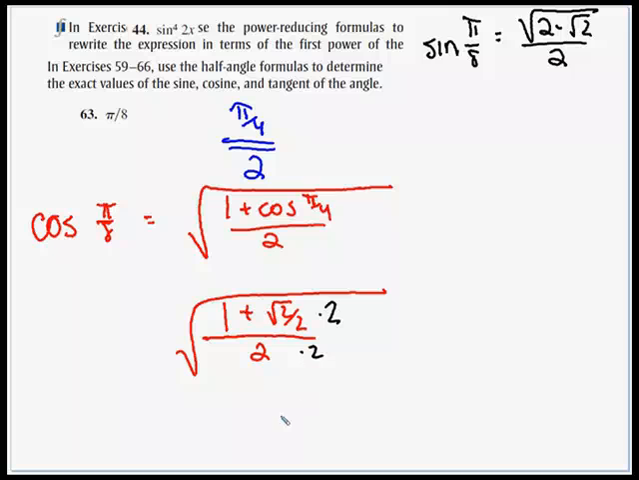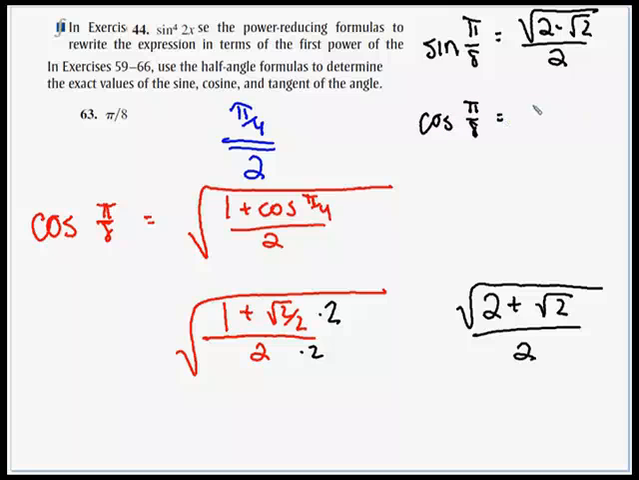Multiply top and bottom by 2, separate the radicals. We're going to have 2 plus the root of 2 over 4, we're square rooted, which is 2. So look at that, the cos of pi over 8, very similar, just a sign difference. The square root of 2 plus the root of 2, all over 2.